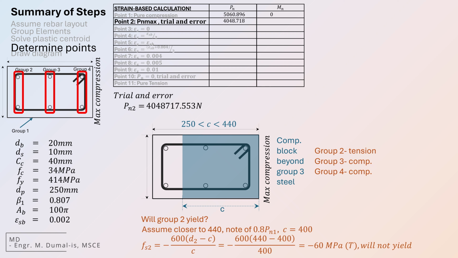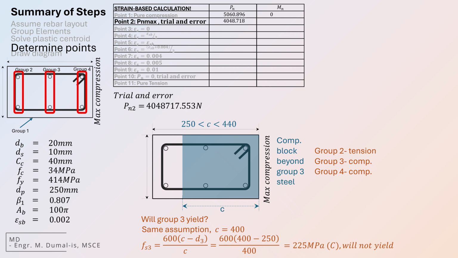Since it's in tension, the formula becomes 600 times (d minus c) over c, and we assign the result a negative sign. The outcome is negative 60 megapascals, which is below Fy, so it does not yield. Note that the negative sign is consistent with our established rule from the previous lecture that tension is considered negative.